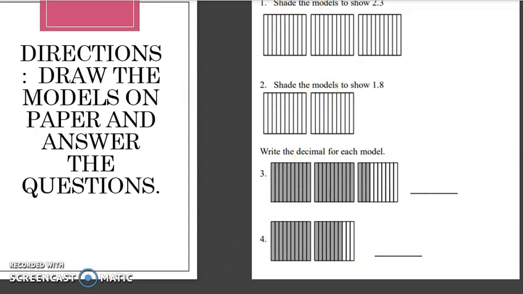So this first one says shade the models to show 2 and 3/10. What does this 2 stand for? It's on the left-hand side of the decimal, so it stands for wholes. So that means we have to have 2 whole rectangles shaded. And you're going to draw them and you're going to shade them.